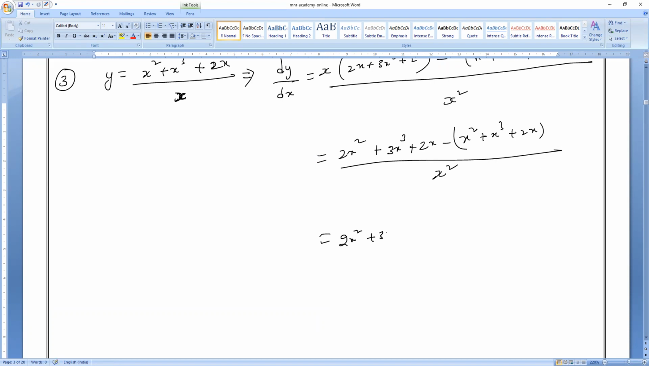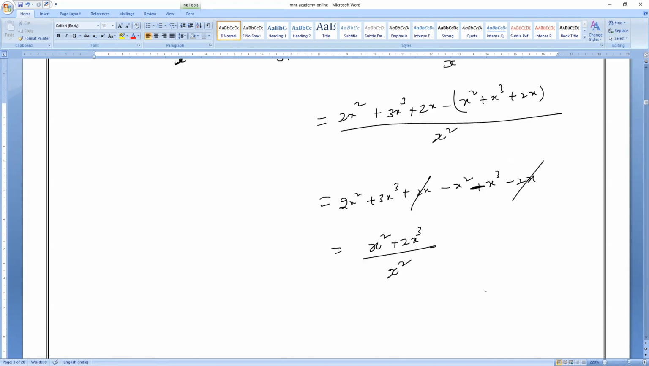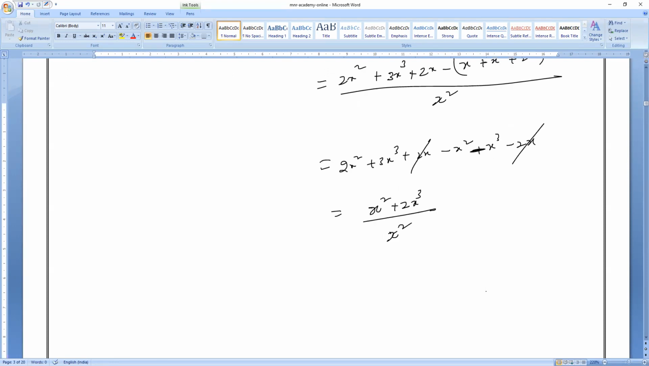Now you can remove the minus and tell me. 2x square plus 3x cube plus 2x minus x square, minus x cube, minus 2x. Plus 2x minus 2x will get cancelled. Next, minus x square, 2x square. What will come? x square plus 3x cube minus x cube, 2x cube divided by x square. Understand everybody? Yes, sir.